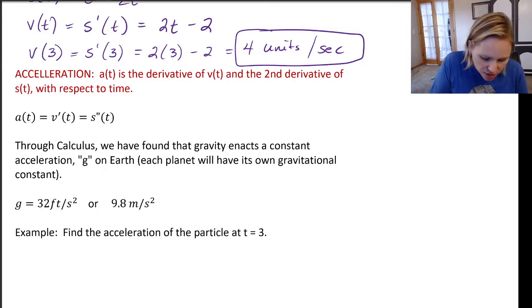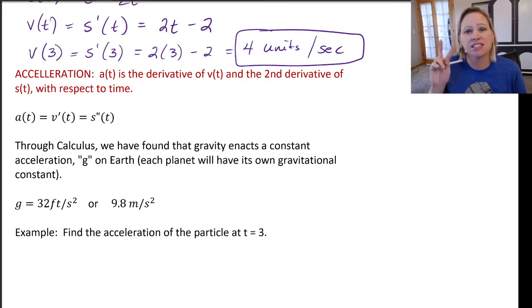So the acceleration tells me how fast the velocity is changing. So it's the derivative of velocity, which means it's the second derivative of position. So if I wanted to know the acceleration of this particle at t equals 3, I would find the derivative of my velocity. So we'll do that here in a moment, but I want to point something out.